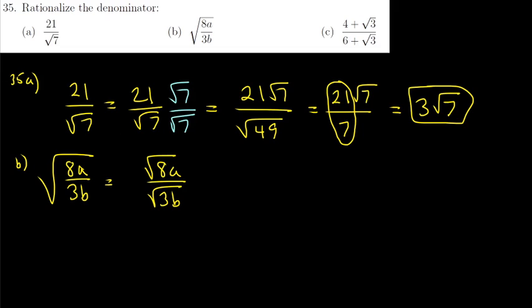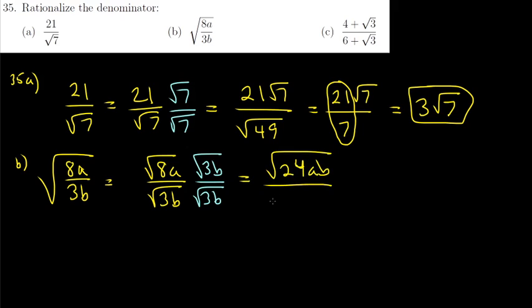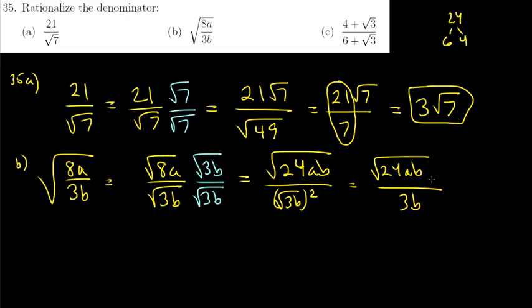I'll use a different color again. Right, multiply numerator and denominator by the square root of 3b. And if you do that, the numerator is the square root of 24ab. The denominator is the square root of 3b squared, but that cancels the square root, so it's just 3b. Okay, and then for, oh, wait a minute. I don't think 24, yep, I think we can simplify further, right? Remember, 24 is 6 times 4.